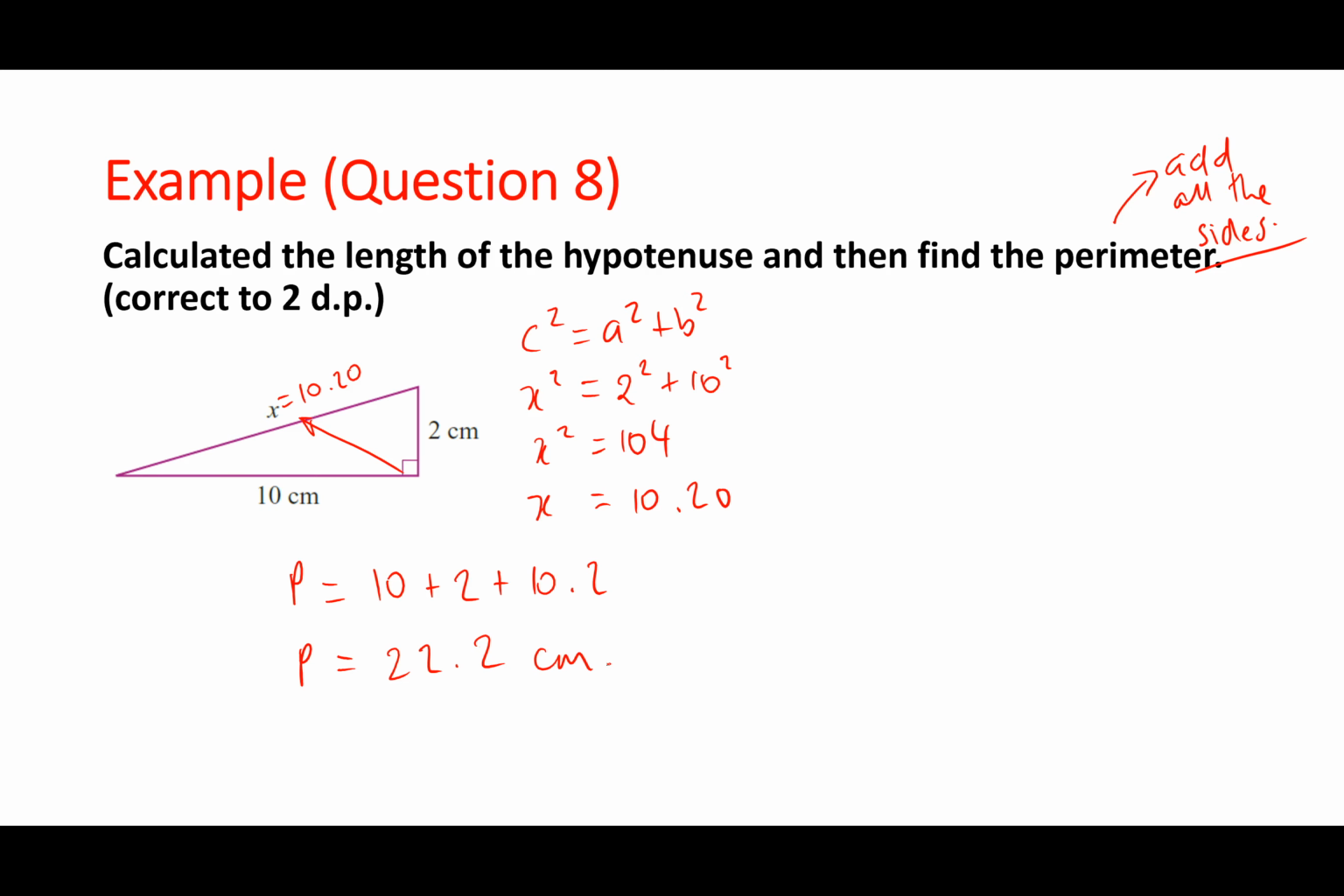That's it. So again, it's just using Pythagoras' theorem, but the only difference is that you then have to add it on to the other two sides for the perimeter. Okay, so it's pretty easy.